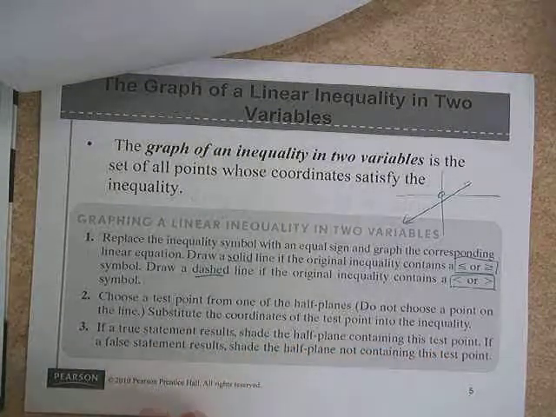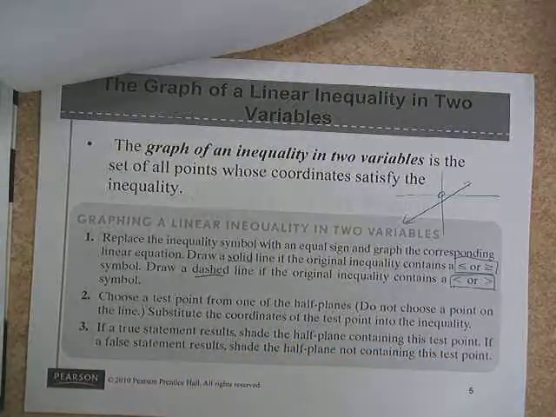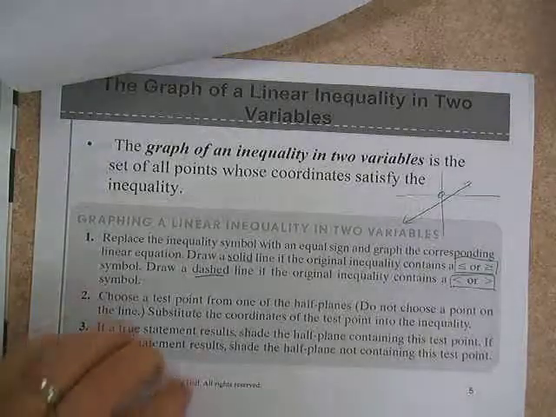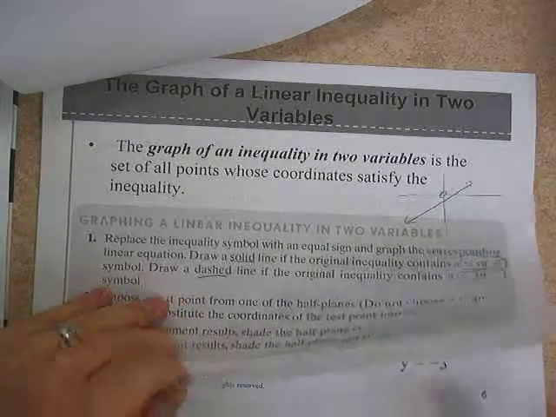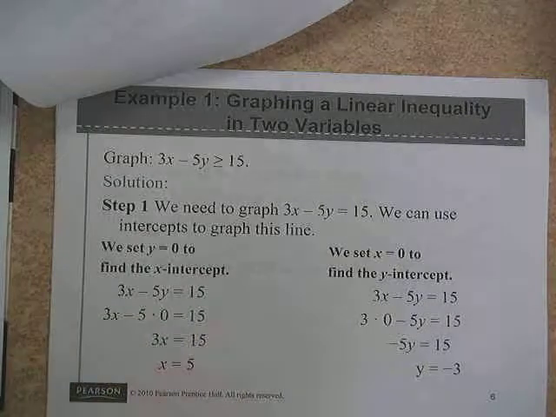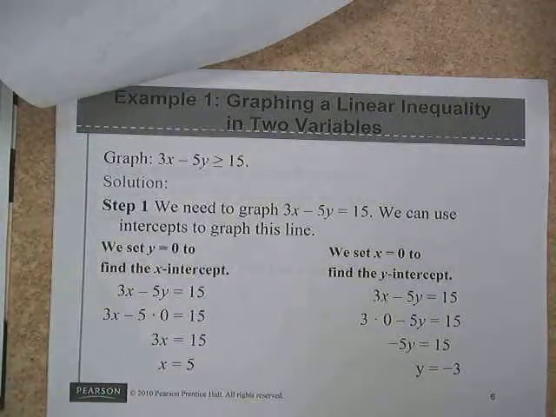Ultimately, if a true statement results, then we shade the half plane that contains the test point, and if a false statement results, then we shade the half plane that does not contain the test point. So let's see how that works.